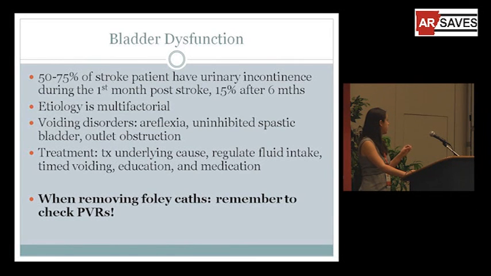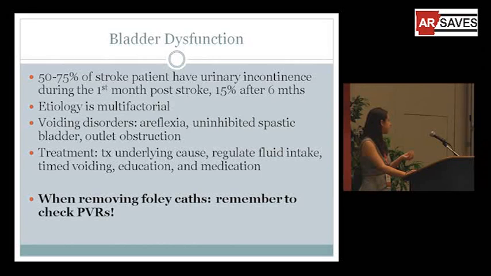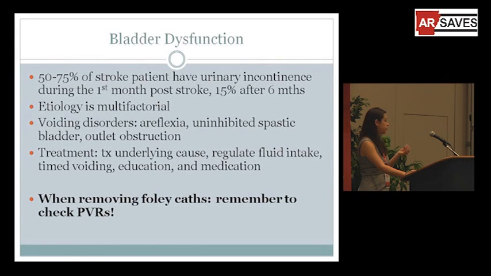It can be uninhibited bladder, it could be a reflexic bladder, so a flaccid bladder, and it also could be bladder outlet obstruction or dyssynergia, so you have increased bladder sphincter tone preventing voiding as well. And so your treatment needs to be directed at the underlying cause. If it's a spastic bladder, you need to treat the spasticity. If it's a reflexic bladder, you need to treat the volume control, and it may require in and out catheterizations or Foley catheter placement in the short or long term. Medications can also help.